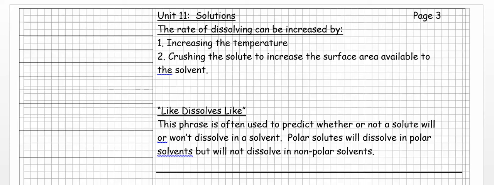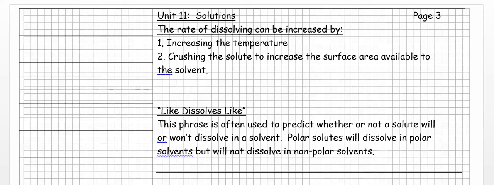This is Unit 11. Last time we were talking about a couple of definitions involving solutions, including a solute and a solvent. We said the solute dissolved in the solvent, and that the solute generally was a solid and the solvent was a liquid, but it didn't have to be that way. For example, if you have Coca-Cola, carbon dioxide gas is dissolved in a liquid, right? So you can have a gas dissolved in a liquid.